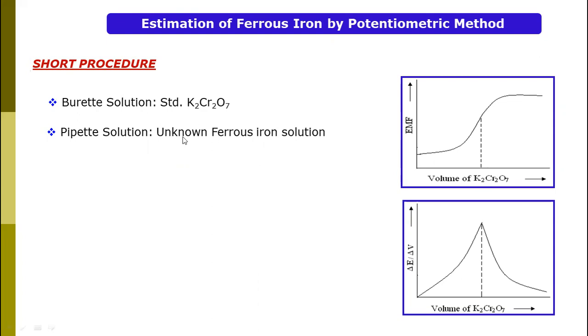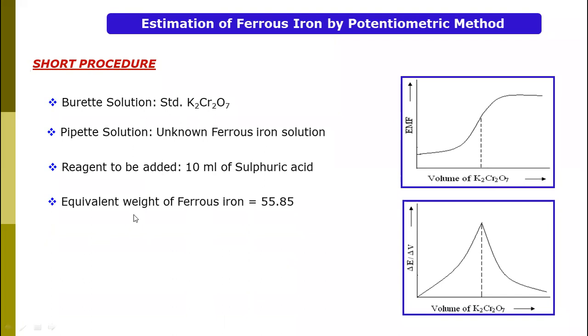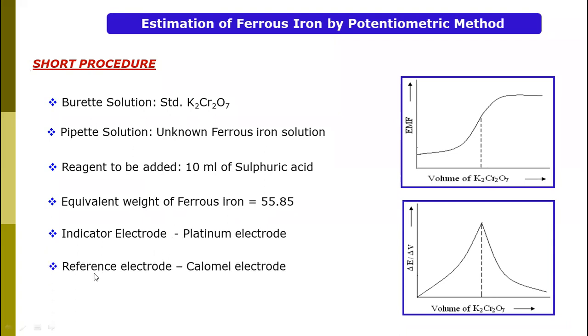ferrous ammonium sulfate. And the reagent we use here is 10 mol of sulfuric acid, and the equivalent weight of ferrous ion, which will be used for the calculation purpose, is 55.85. And here we use two electrodes. The first electrode is the indicator electrode, the platinum electrode, and this will be connected to the positive terminal. And the second electrode is the reference electrode, the calomel electrode, and this will be connected to the negative terminal.